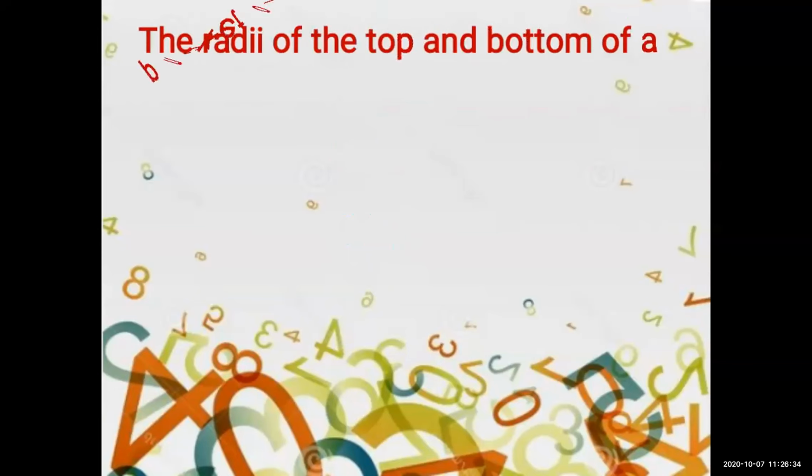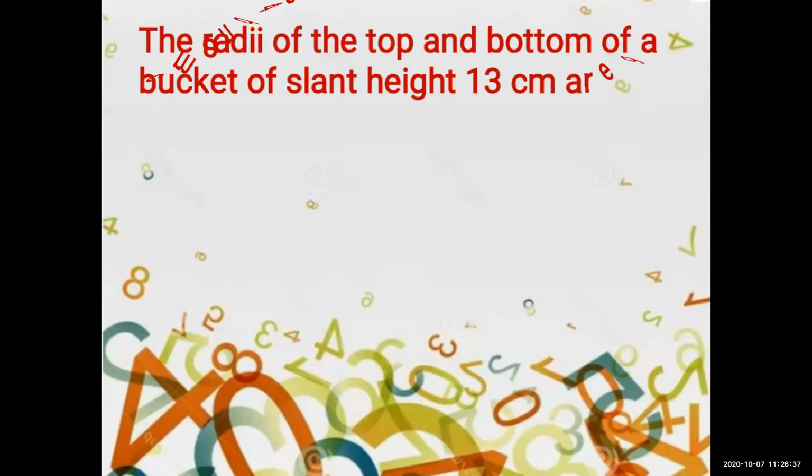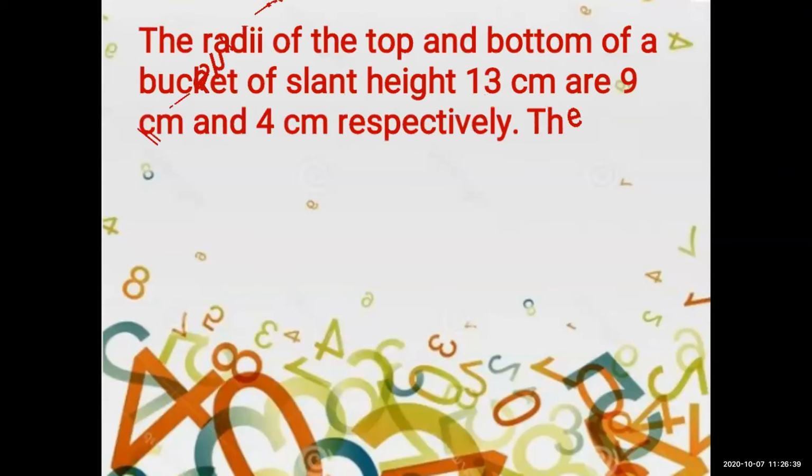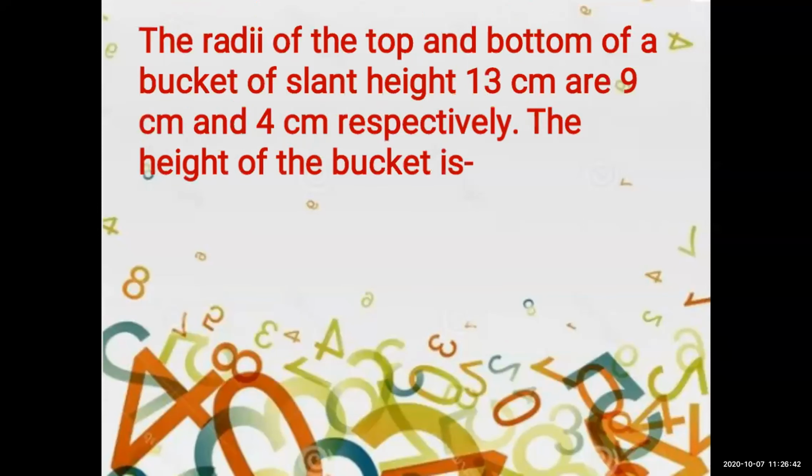The radii of the top and bottom of a bucket of slant height 13 centimeter are 9 centimeter and 4 centimeter respectively. The height of the bucket is: option A, 10 centimeter; option B, 12 centimeter; option C, 15 centimeter; option D, 16 centimeter. Your time starts. The height of the bucket is.